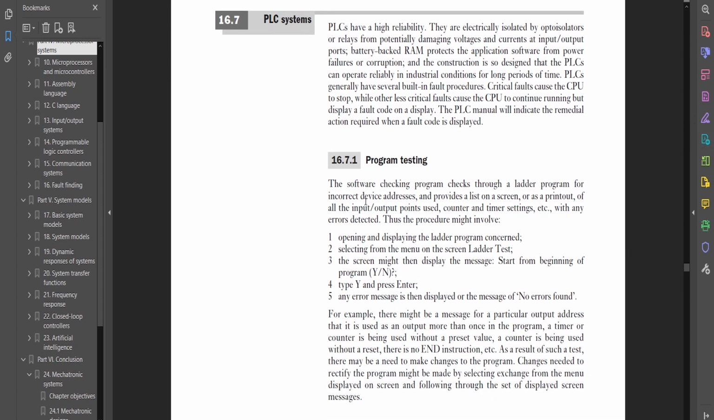So we're on PLC systems. So program testing. The software checking program checks through a ladder program for incorrect device addresses and provides a list on the screen, or as a printout, of all the input output points used. I'm quite keen to learn about PLCs because I assume if I'm working as a renewable energy engineer or as a power engineer or whatever, I'm going to be using those. That's what I'd assume. So yeah.